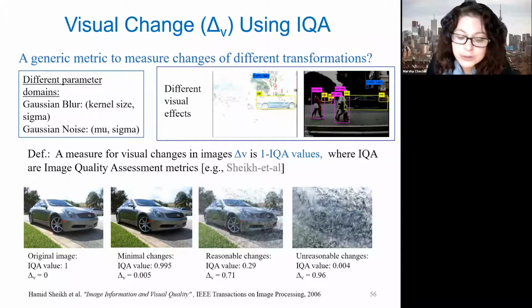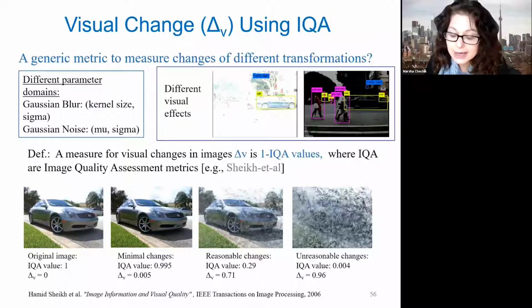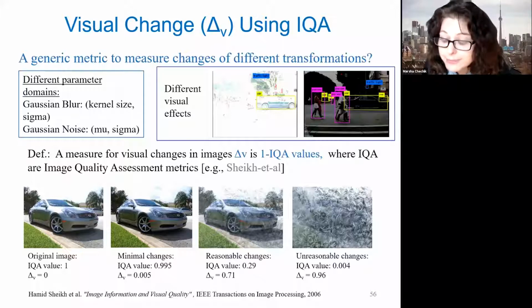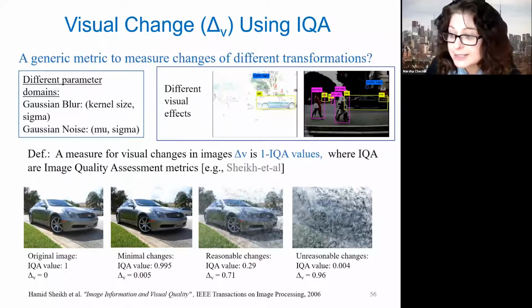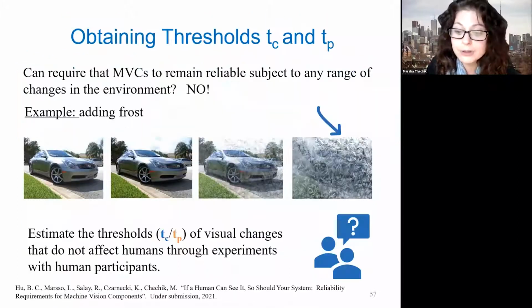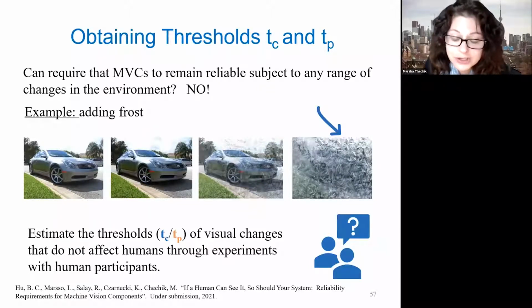And so what we're trying to do here is define some way of looking at visual changes between images. And for this, we're using a concept which is developed in the computer vision domain, which is called IQA. And then trying to define how much of that change might end up being reasonable. And the reasonable part, as I told you, comes from human experiments. So we're trying to see what are the thresholds of these visual changes that shouldn't affect humans.